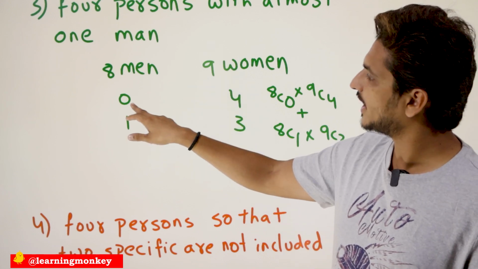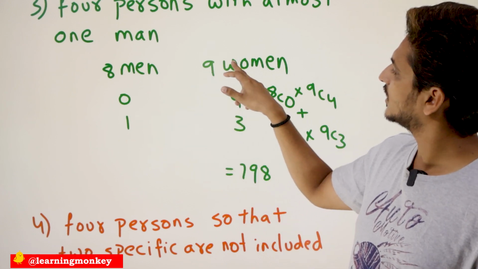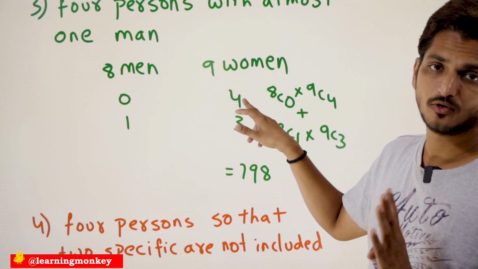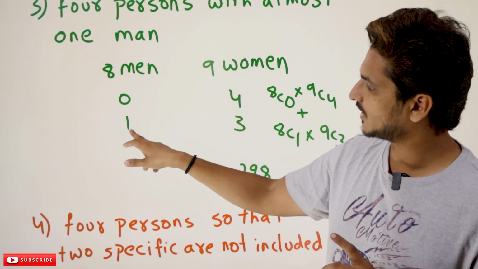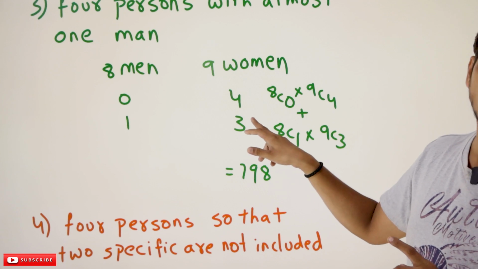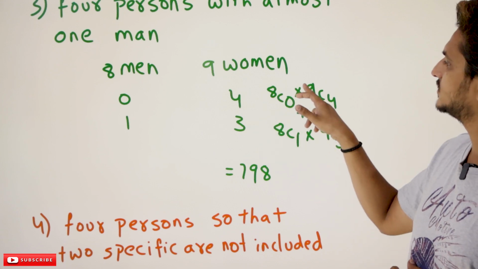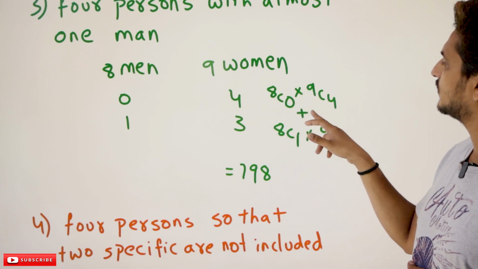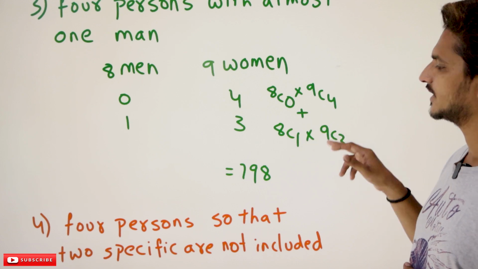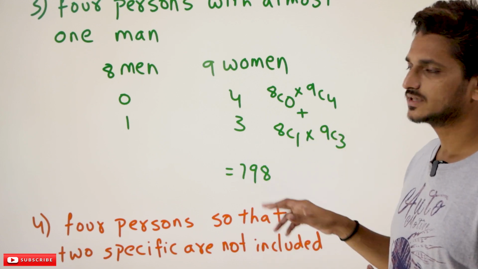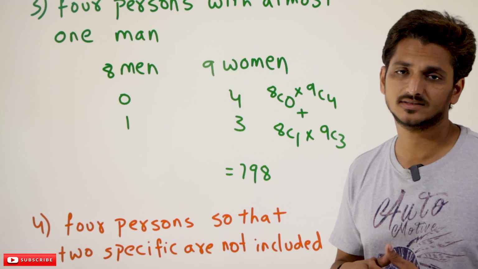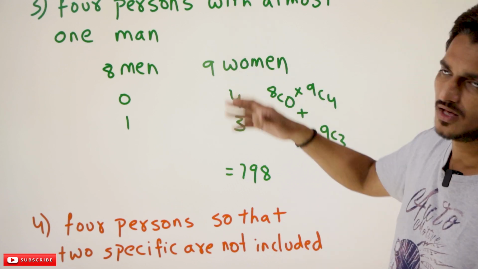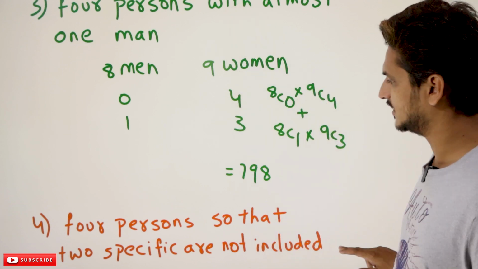If you select 0 men, you are going to select 4 women. If you select 1 man, you are going to select 3 women. It's very easy. 8C0 multiplied by 9C4 plus 8C1 multiplied by 9C3. In total you have 798 selections. You do the math, same as above. That's why we are not focusing much here.